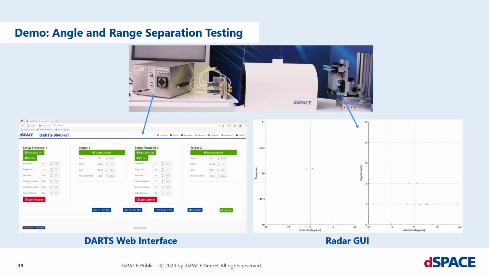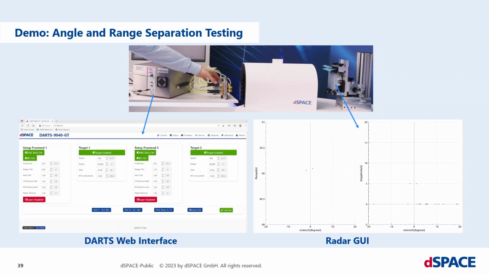The front ends start with a larger distance from each other. So you can see both targets at the same range, slightly above 50 meters, the same speed of 18 kilometers per hour or 5 meters per second, and slightly different azimuth angle. I will now start by pushing the front ends together.